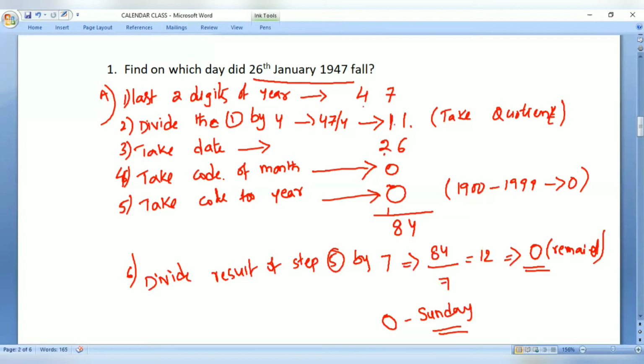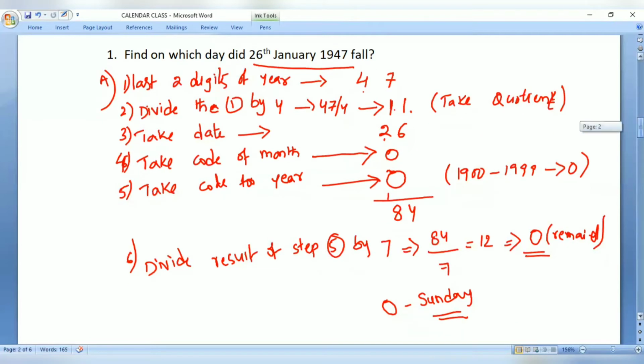I repeat the problem one more time. The moment when you are given a problem like this, find out on what day this particular date of a month of some year falls. Okay, what you need to do is, first, there are 6 steps to solve the question. So the first step says, take the last 2 digits of a year. So in 1947, the last 2 digits are 4 and 7. Divide these 2 digits in step 1 by 4. So 47 divided by 4, remainder will be 3, quotient will be 11. Take the quotient value here.